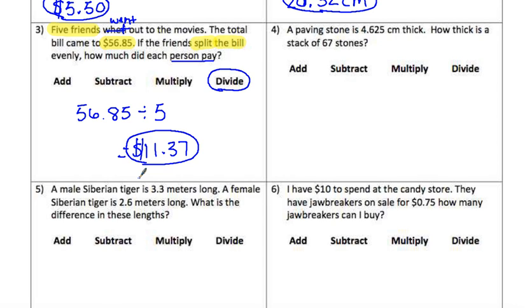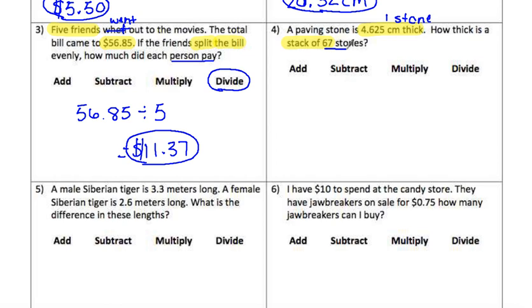Number 4, a paving stone is 4.625 centimeters thick. How thick is a stack of 67 stones? Okay, let's think about this one. So, a paving stone is this much thick. How thick is a stack of 67 stones? So in this one here, we know we want a stack of 67. And we know that each paving stone is this thick. And this is for one paving stone. This is for one stone.